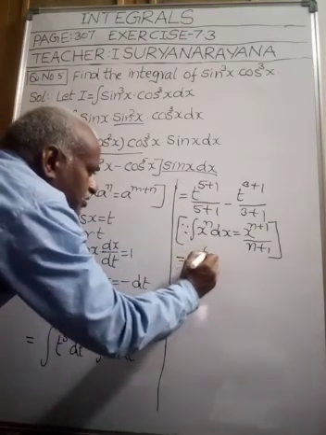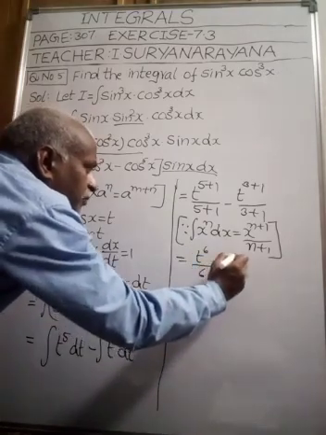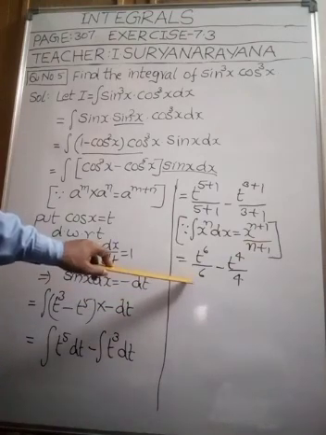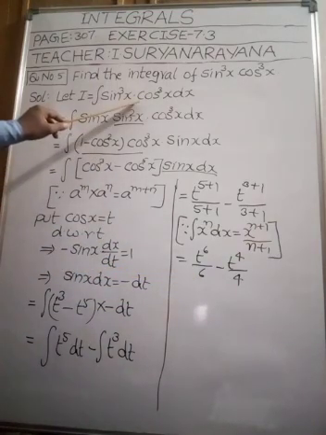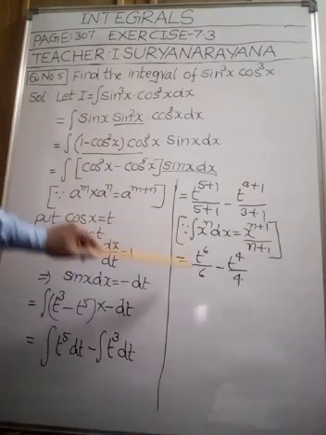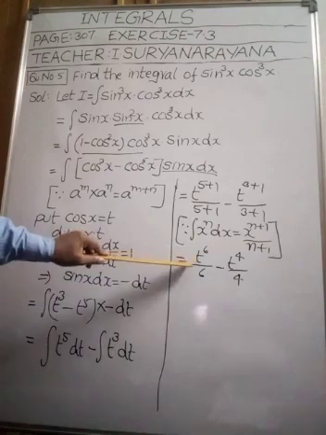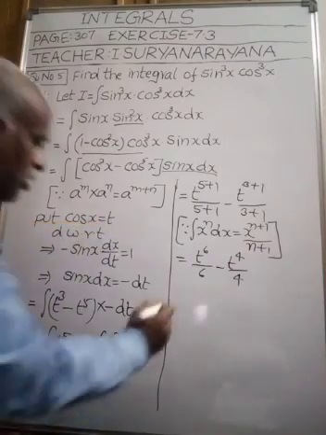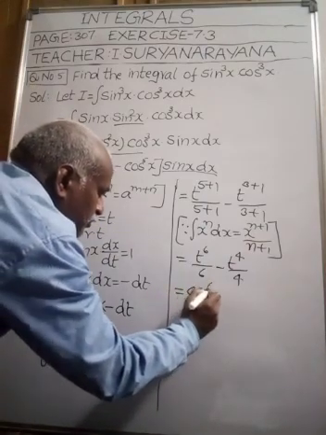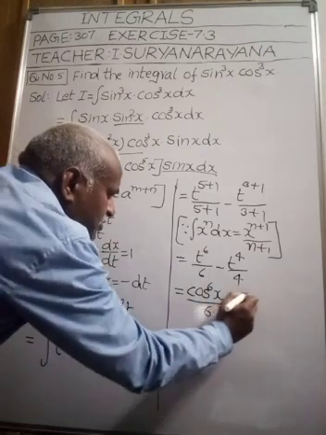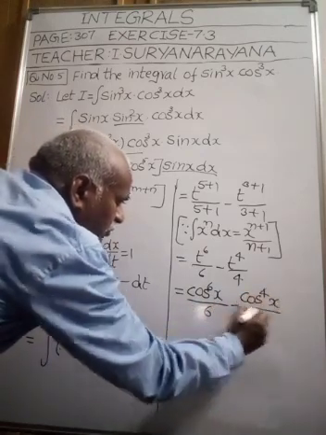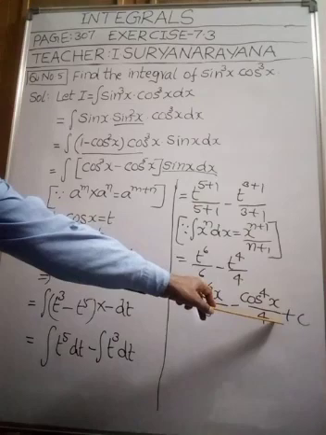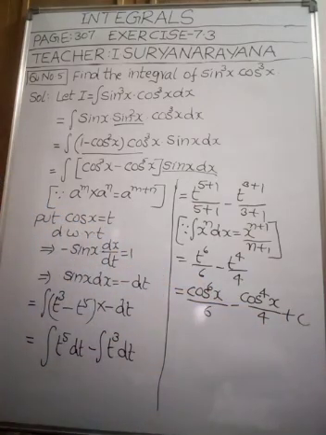What will we get here? t power 6 by 6 minus t power 4 by 4. Okay, my children, we got here the answer in terms of t, but the given function is in terms of x. The function is defined in the variable x, but we got the answer in the variable t. So again we have to convert into the variable x. What is considered as t here? Cos x. So cos to the power of 6 x by 6 minus cos to the power of 4 x by 4. This is the last step. So at the last step we add the constant of integration. Understood, my dear children? Right.